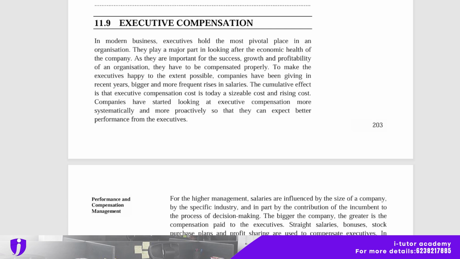Companies have been giving, in recent years, bigger and more frequent rises in salaries. The cumulative effect is that executive compensation cost is today a sizable and rising cost. Companies have started looking at executive compensation more systematically and more proactively so that they can expect better performance from the executives.